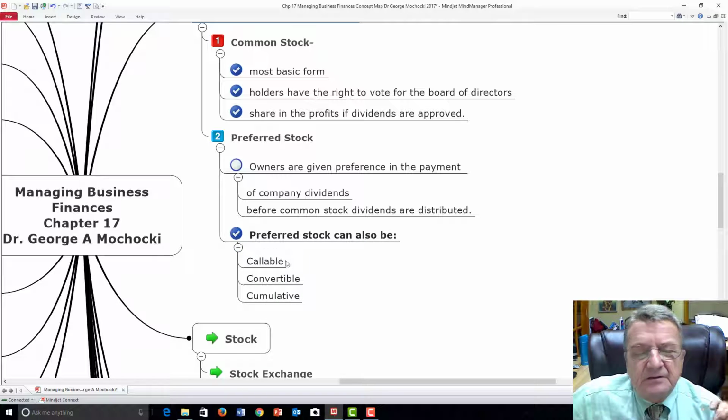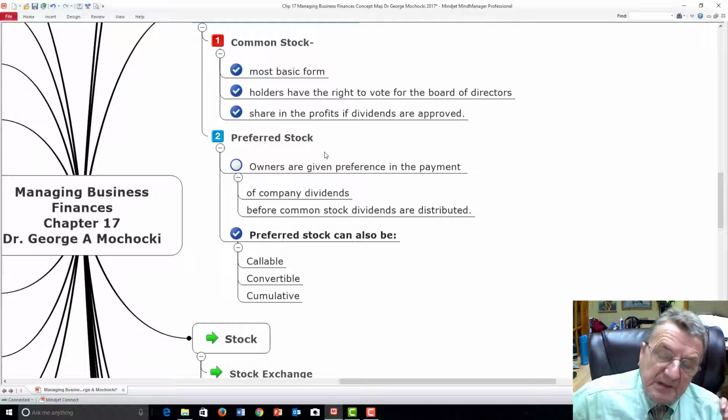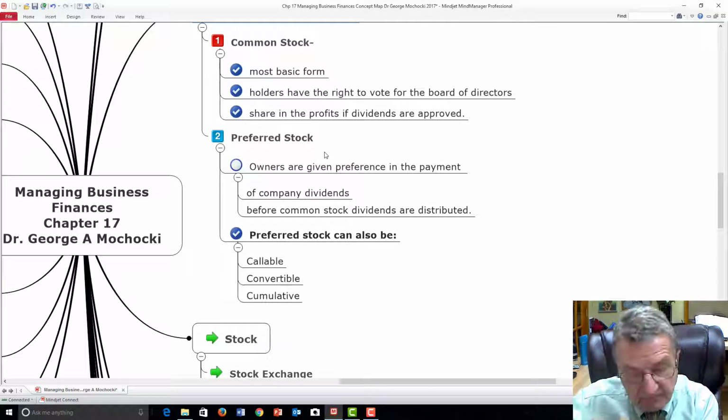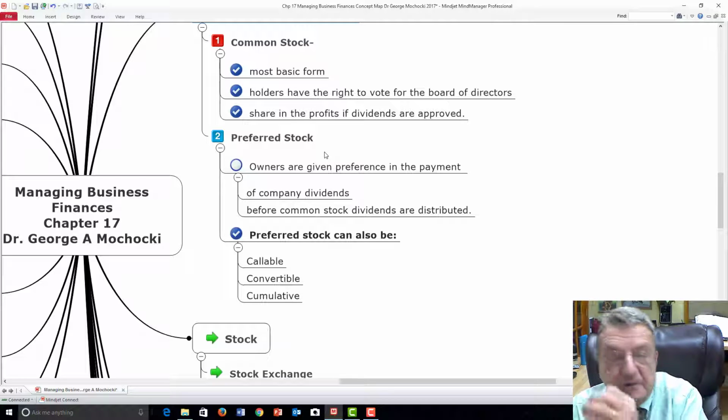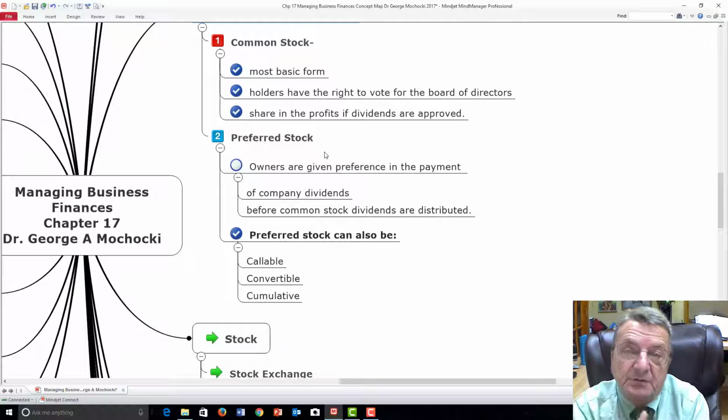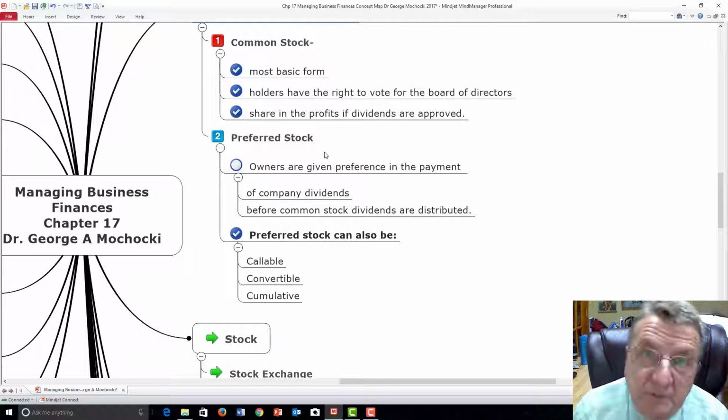The other thing, there are three things they talked about: callable, convertible, and cumulative. When I have a preferred stock, that means I no longer can vote. I give up the voting rights, but I get the dividend. And if the company didn't make any profit, so there are no dividends to be paid out by the face value of the stocks, which we'll talk about later, I will be able to get those dividends in arrears. So basically, when they do get the dividends, they have to pay me back the last several quarters, or whenever the dividends were supposed to be paid out, because they owe it to me.